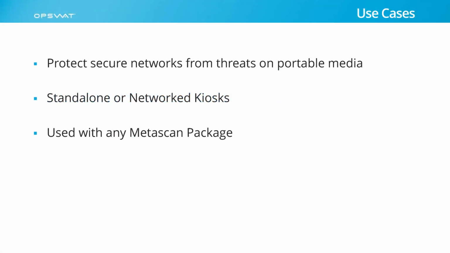Many of our customers use Metadefender to protect their secure networks from threats on physical media. Typically, anyone bringing portable media into a secure environment is required to scan that media with a Metadefender kiosk before it can be used on the network. Depending on your needs, Metadefender kiosks can either be deployed on a network or as standalone kiosks with no network connectivity. Metadefender can be used in conjunction with any Metascan package, including anywhere from 4 to 30 antivirus engines.